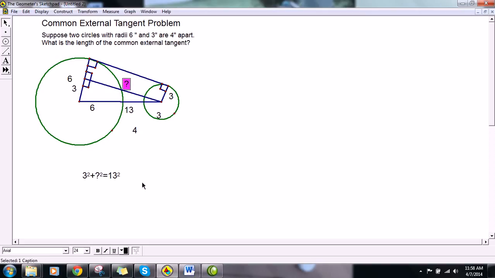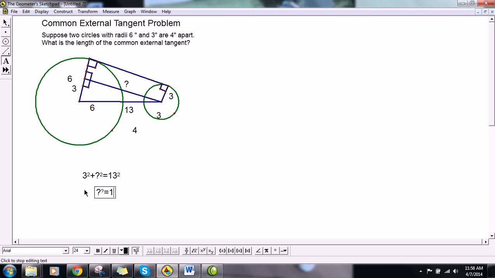All right, so now I just solve for the question mark. Question mark squared is 169, which is 13 squared, minus 9. We'll keep it as a question mark and continue from there. So whatever we're looking for, squared, is equal to, if we do this out, 169 minus 9.